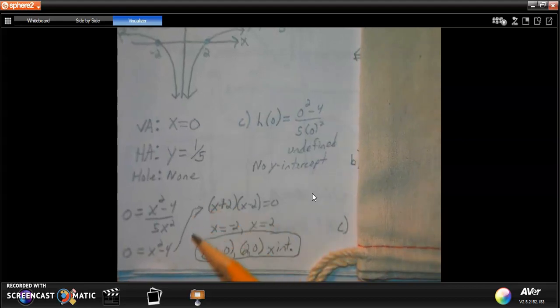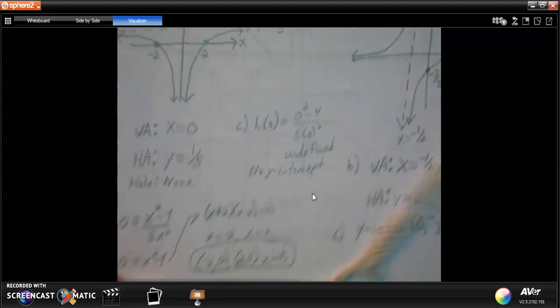Okay, and again, to find the x-intercept, that's where you set the function equal to 0. Basically, the numerator equals 0. You just have to make sure that nothing canceled out. If something canceled out, it can't be an x-intercept. So just make sure that you remove any common factors first to get the removable discontinuities, and then set the numerator equal to 0, and that'll find the x-intercepts. And then here's the last one.